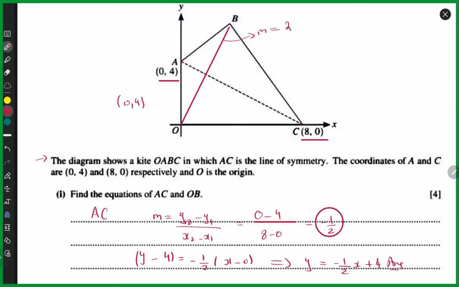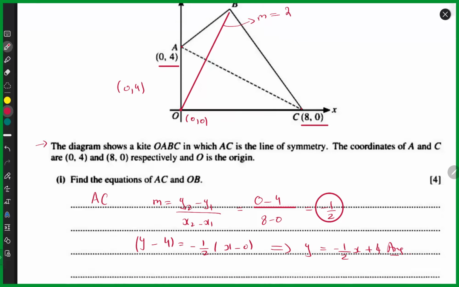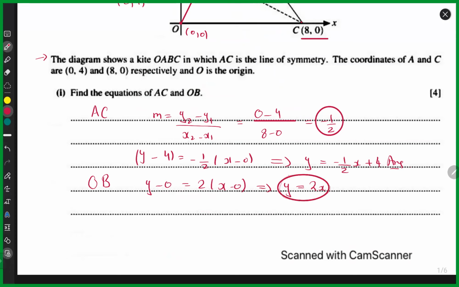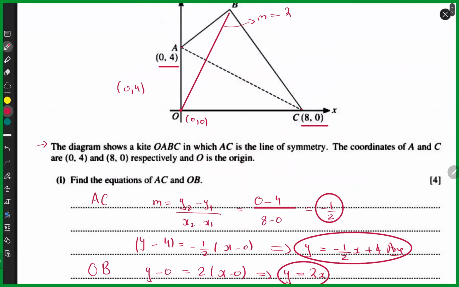And we need a point lying on the line. We already have the origin, whose coordinates are (0, 0). This way, the equation of OB is going to be very, very simple. For OB, it is going to be y minus 0 equals 2 times (x minus 0), and this is going to be y equals 2x. So these are the two answers for the question. The first part was very easy, the second part was also easy.